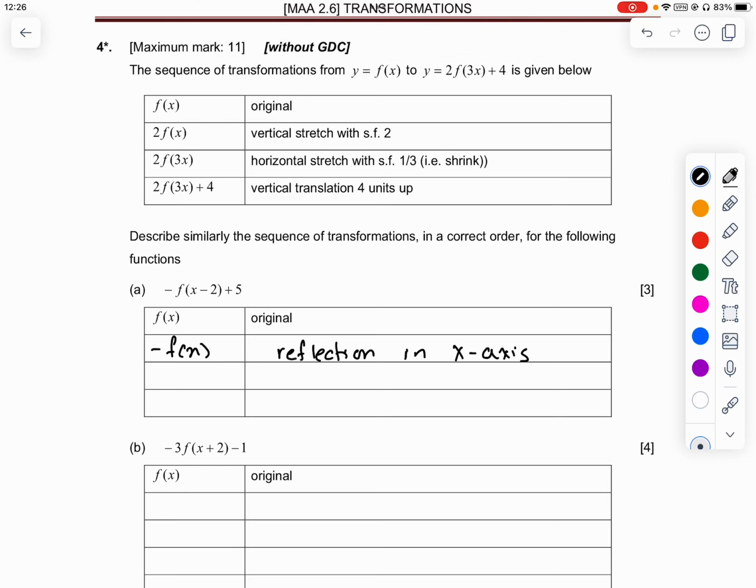Then negative f of x minus 2. So it becomes horizontal translation 2 units right. Then minus f of x minus 2 plus 5. So what am I going to do? Vertical translation 5 units up.